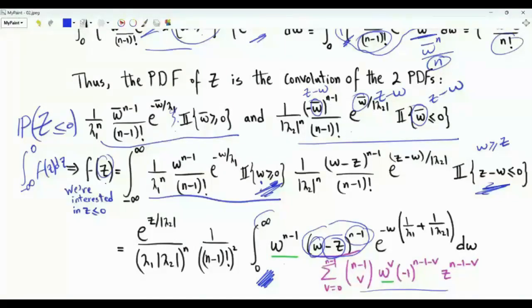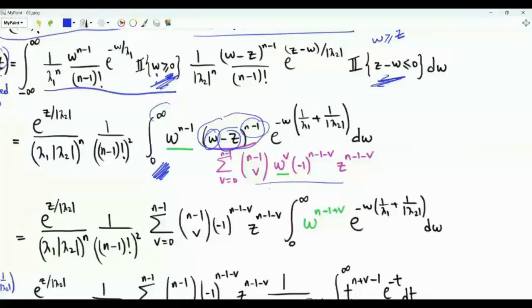We have a summation with a finite number of terms, and we can carry out the integration term by term. The terms that have the dummy variable of integration w are this exponential, here it is, and w to the n − 1 times w to the power v. So here we get w to the power n − 1 + v. This integration looks very much like a gamma function.